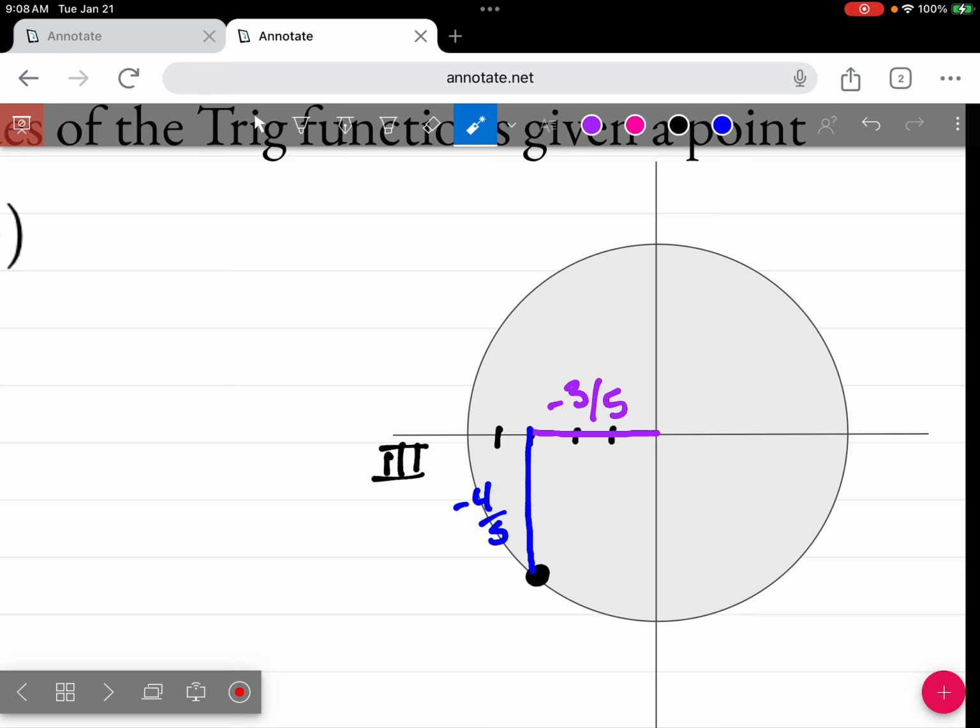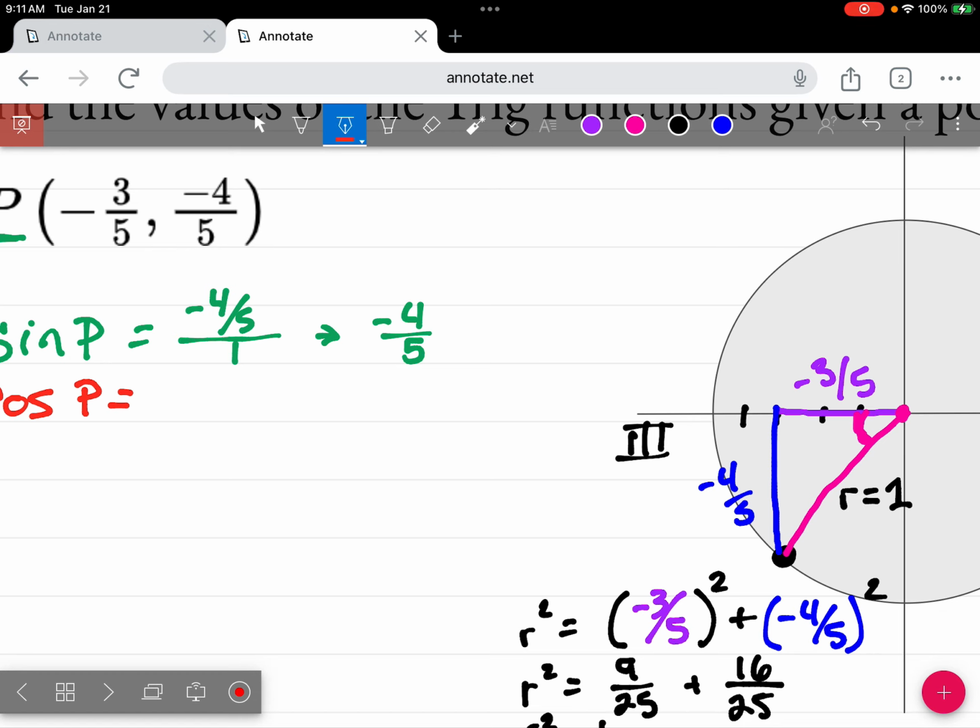Our cosine of point P, so CAH, C-A-H, adjacent over hypotenuse. So our adjacent is that negative 3/5 over 1, which is going to be the same thing as our negative 3/5.